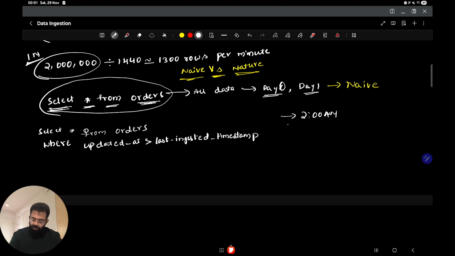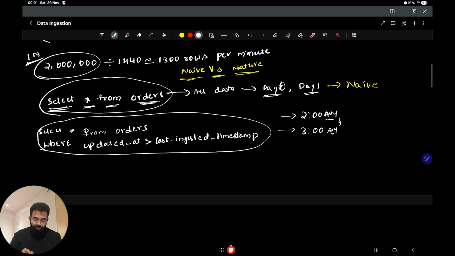Now let's say you are running your pipeline again at 3 a.m. What you should do is read only the data which is loaded after 2 a.m. until 3 a.m. So that's what incremental loading is all about.